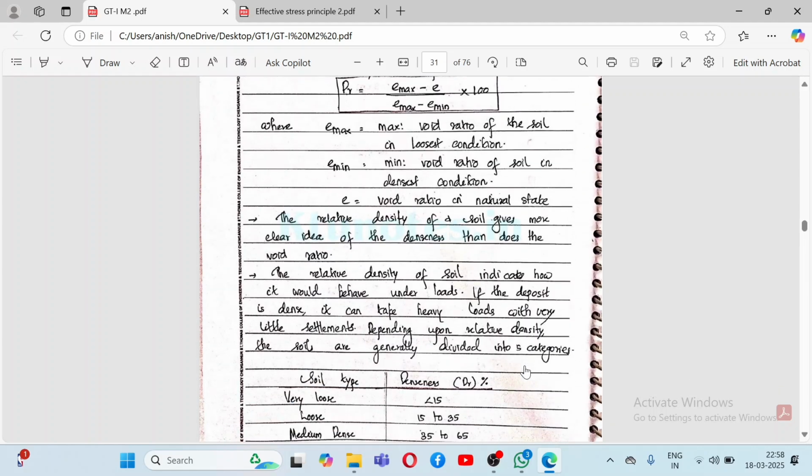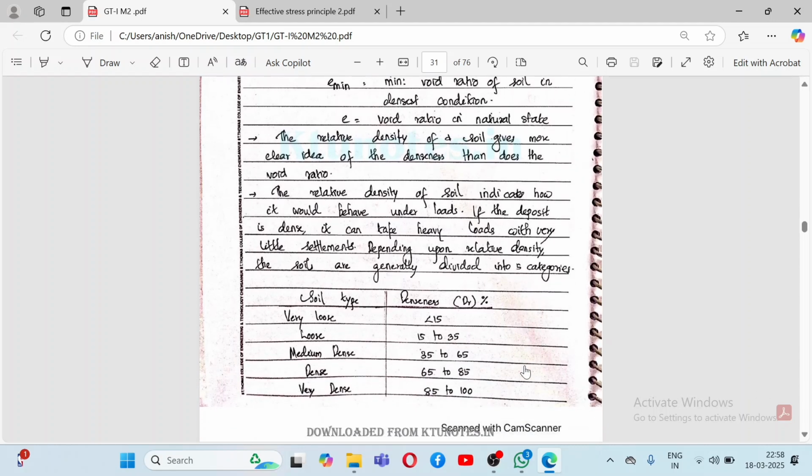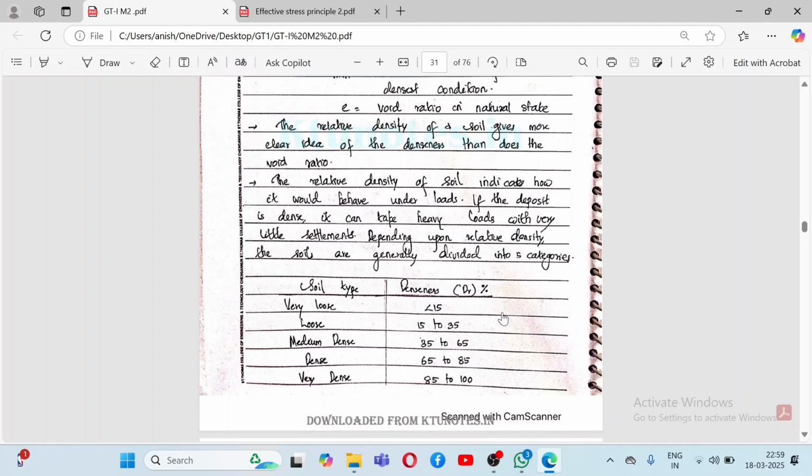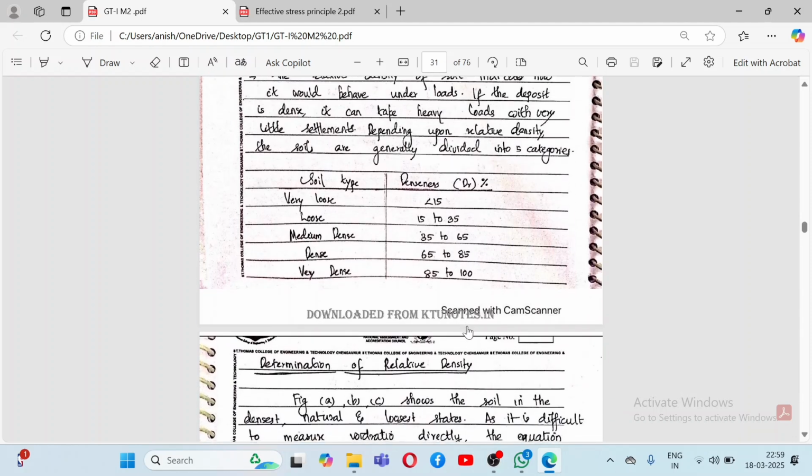The relative density of soil gives a clearer idea of the denseness than the void ratio does. The relative density of soil indicates how it would behave under loads. If the deposit is dense, it can take heavy loads with very little settlement. Depending upon the relative density, soils are generally divided into 5 categories: very loose soil, loose, medium dense, dense, and very dense. So you have respective values for Dr.